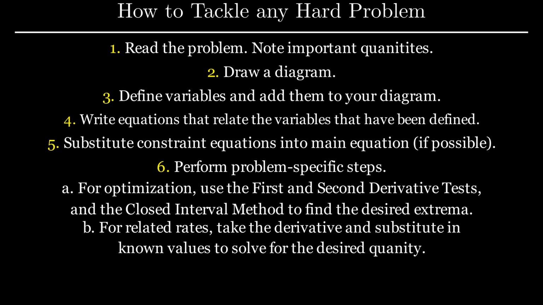Step 6 is to perform problem-specific steps to find the desired answer. Note that this is when the actual calculus part of the problem starts, at step 6. Don't worry about calculus until you get to this step. In fact, this is probably the most formulaic step in this whole process, so if you manage to get to this part successfully, you should be in good shape. Use techniques such as the closed interval method for optimization, while instead take the derivative and solve for the desired rate in related rates.